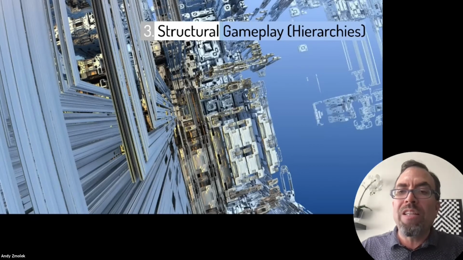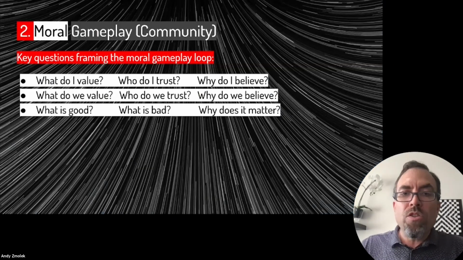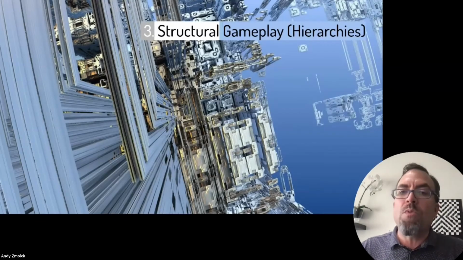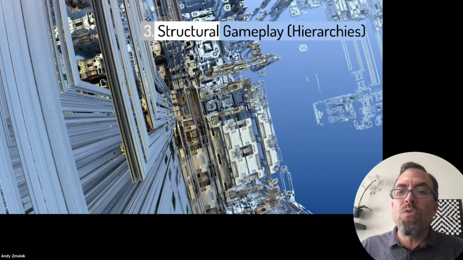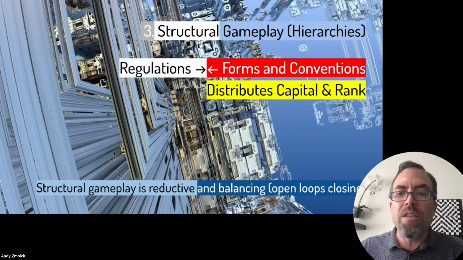And it naturally leads to structural gameplay, because once we've got communities, communities form around different nucleation points. And in order for larger structures to form, like nations, for example, we had to move beyond the simplistic structures that naturally form in communities and program forms and conventions with regulations. And this is where we begin to distribute capital. There's only so much. And rank, right? There's as much to give out as we want.